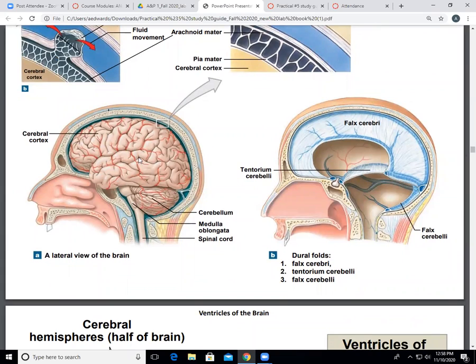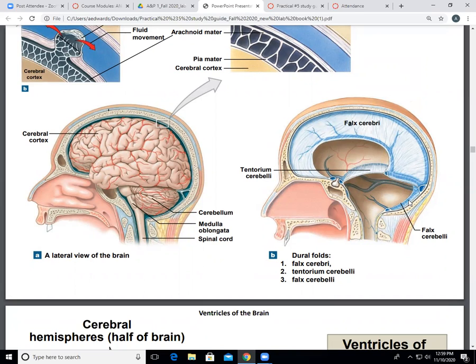Again, here's your cerebral cortex, cerebellum. There's your medulla oblongata, this little fold there, and your spinal cord. So here, these are the folds, the dural folds that separate regions of your brain and spinal cord. So this is your falx cerebri, separates the cerebral hemispheres. You've got the tentorium cerebelli, separates the cerebrum from the cerebellum.